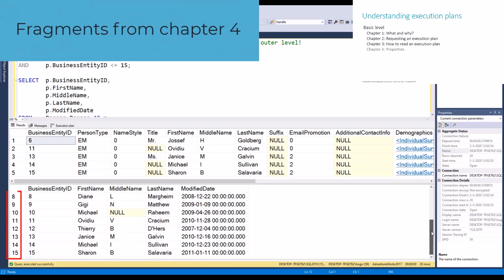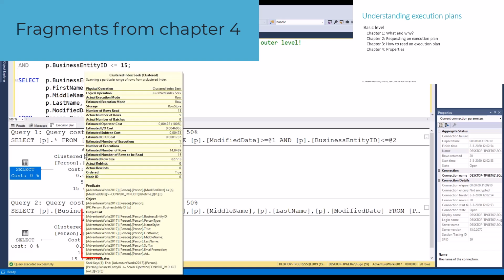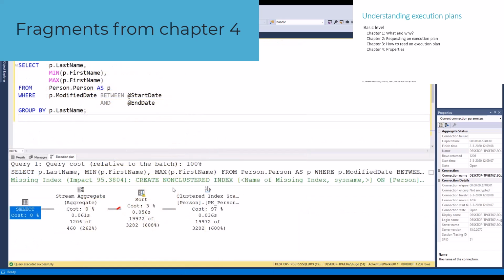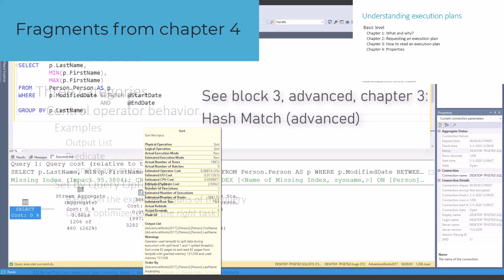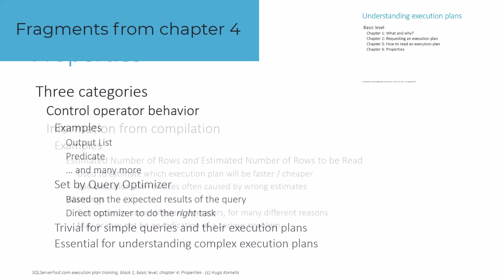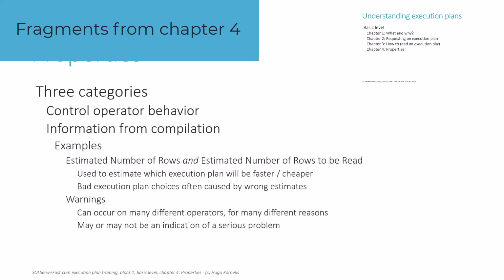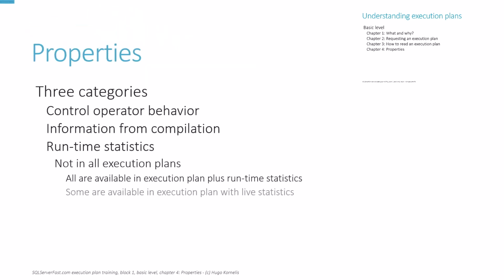Chapter 4 introduces you to properties. They are not directly visible in the graphical representation of execution plans, but they can be easily accessed. And you should access them, because the properties provide a wealth of information. There are three broad categories of properties: those that control details of how an operator behaves, those that provide information about the compilation process, and those that show runtime counters after a query has completed.